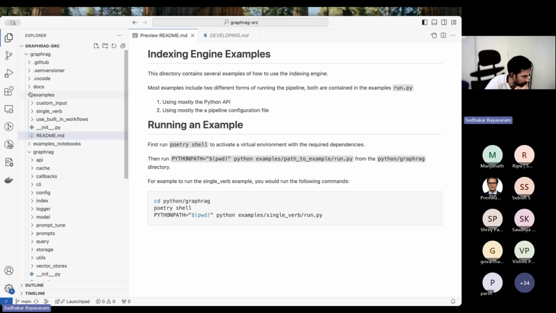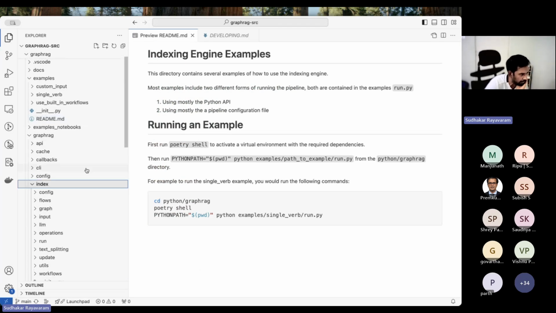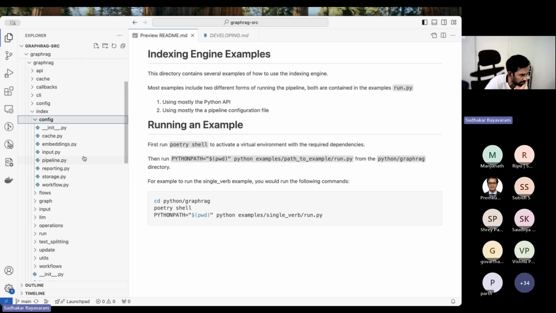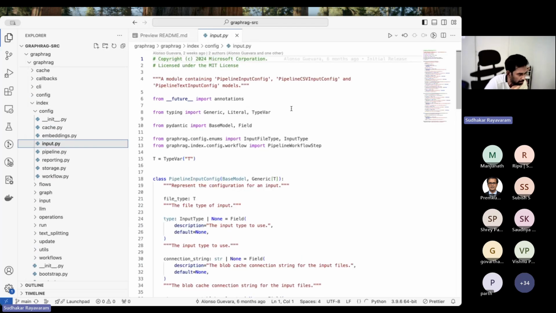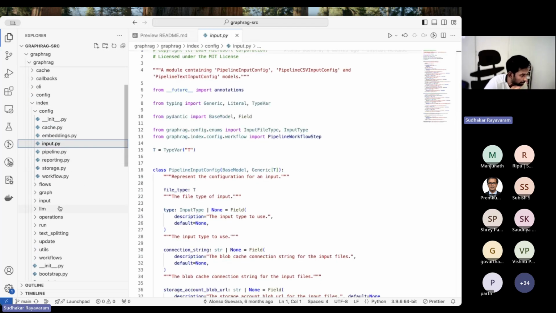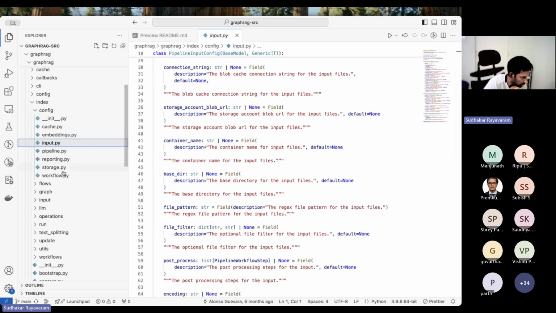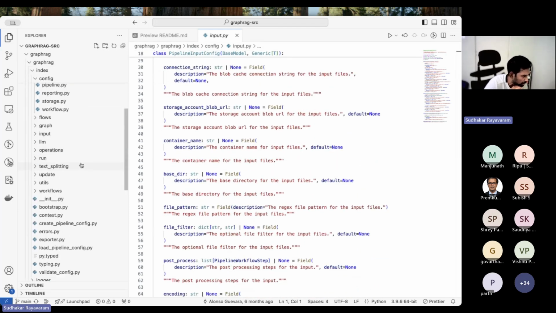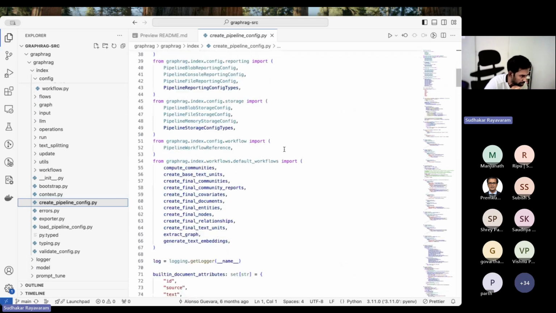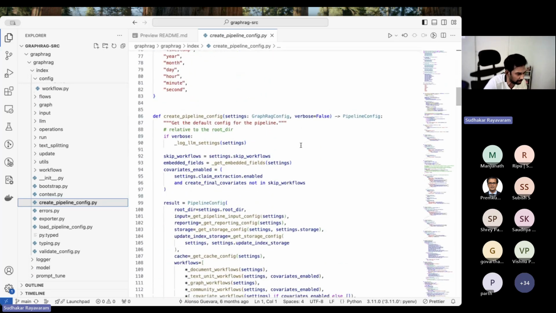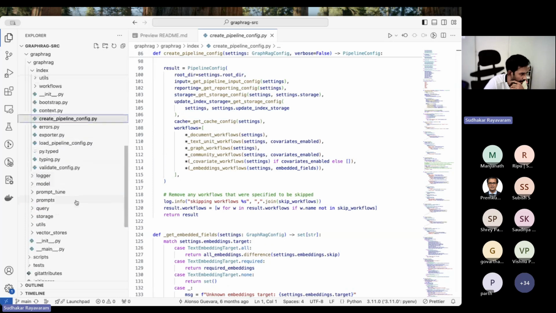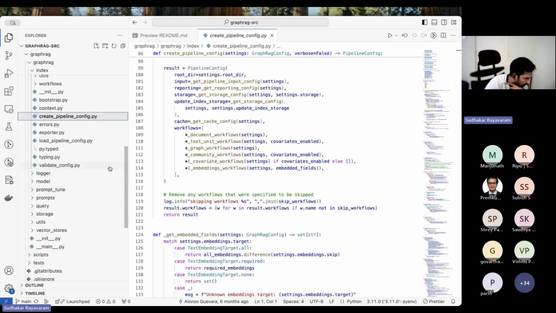So here, you have the indexer. This is the one which indexes all of it. And in the configuration, they even have prompts. What are all the different steps that it needs to do, and then we can also customize this, and you can create pipeline configurations. So there are a lot of settings that we can change and tweak to our need. And you also have all the prompts here.